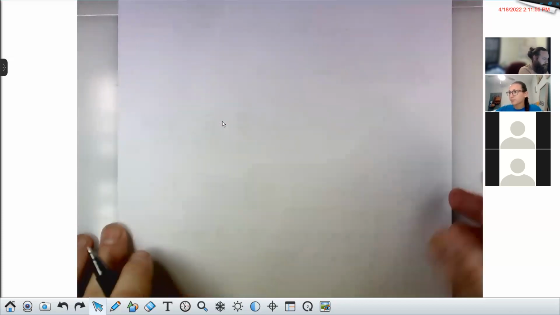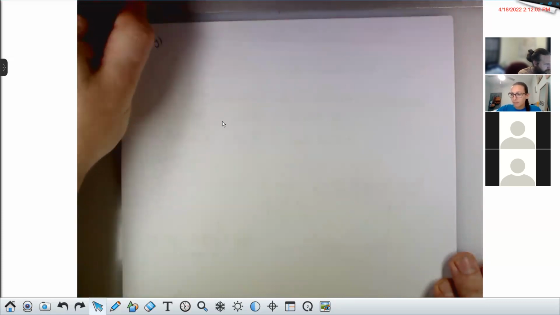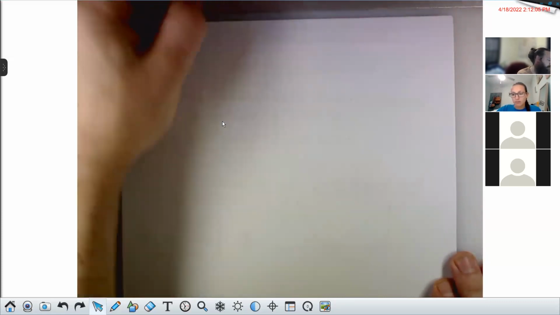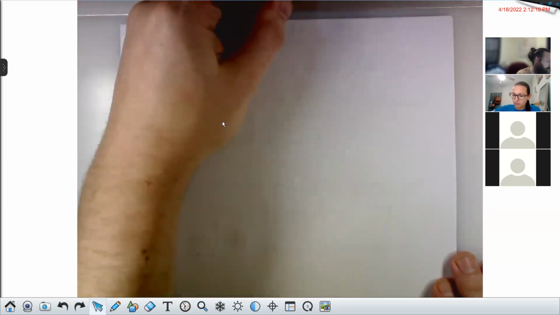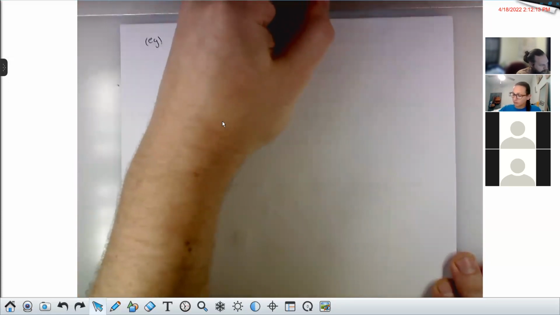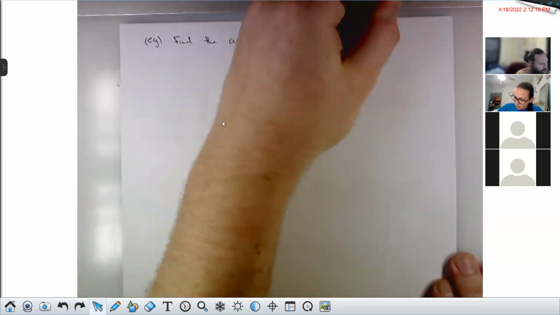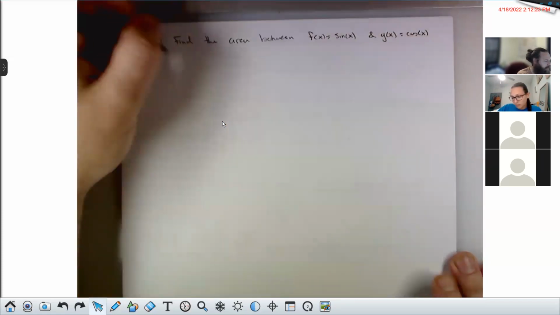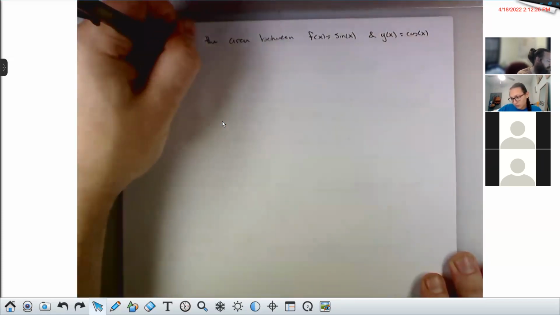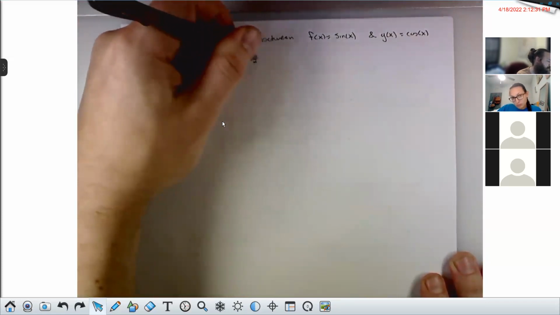So a classic problem here is to find the area between sine and cosine from 0 to pi over 2. Say f of x equals sine x, and g of x equals cos x, from x equals 0 to x equals pi over 2.